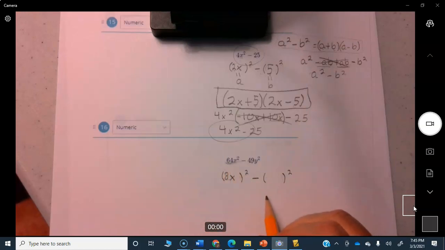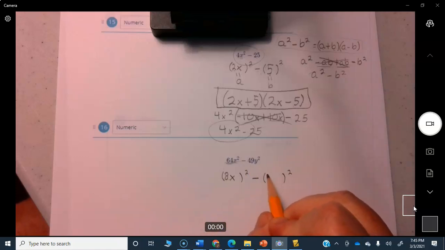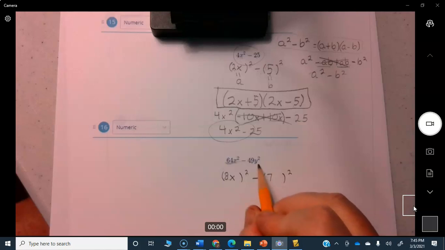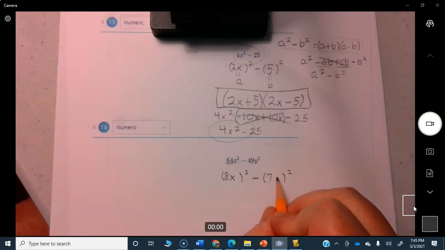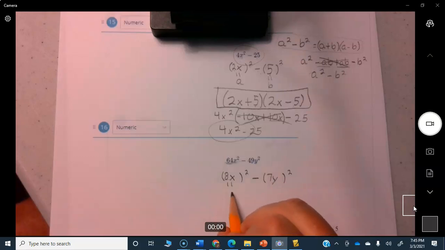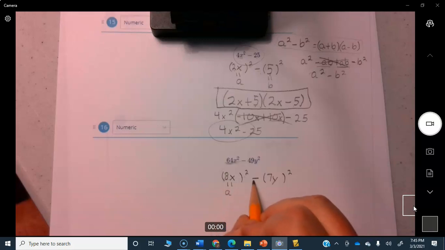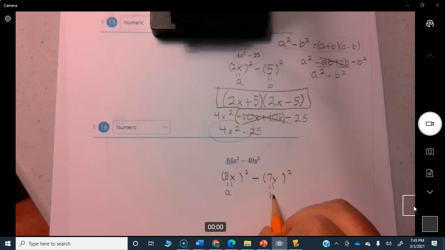Okay, same thing over here. What do I square to get 49? Well, I said that one as well, it's 7. And what do I square to get y squared? It's going to be y. So the a is what's in the parentheses, because it's a squared minus b squared. And this is the b, it's what's in these parentheses. Again, those are equal signs turned sideways, just so you know what I'm doing.